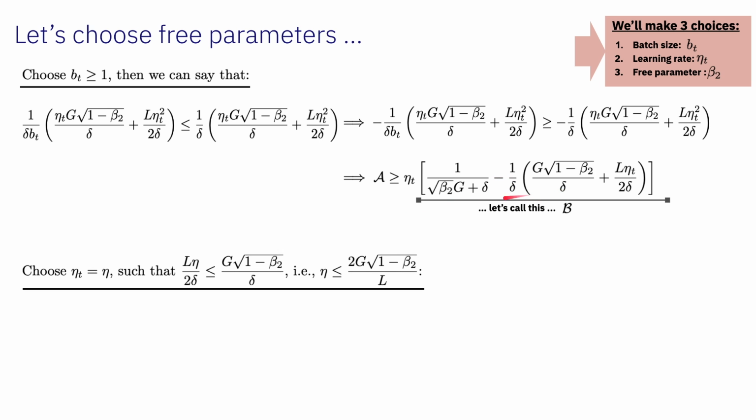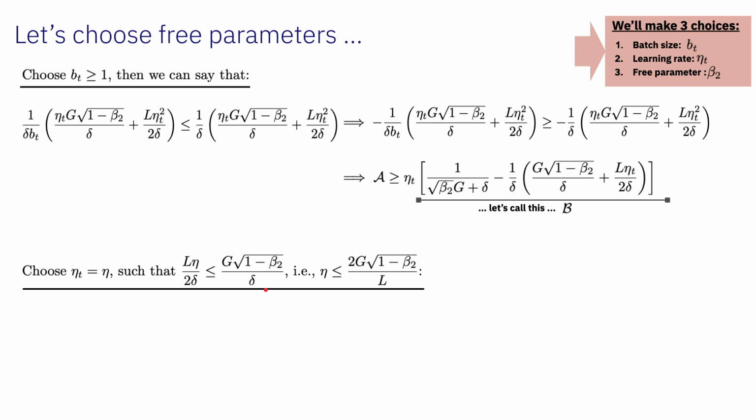So we want this B. Now what we're going to do, and that's what the authors did in their paper, maybe that's not so practical, but that's what has been done, we're going to choose eta t to be a constant. So eta 1 is equal to eta 2 is equal to eta t is equal to eta, so it's a constant, and we're going to choose it such that L eta over 2 delta is less than g square root of 1 minus beta 2 over delta, right?